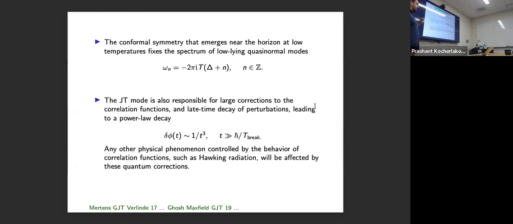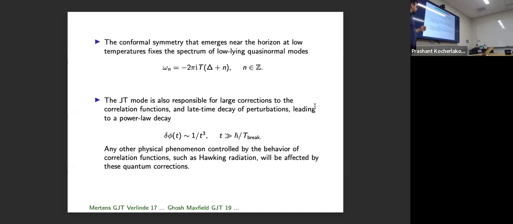But if we go to low temperatures, then again, we need to include back reactions from the metric, and this spectrum of quasi-normal modes is completely changed. In fact, the perturbations do not even decay exponentially. They decay with a universal power law. And these are really long times, times longer than the inverse of this breakdown scale.